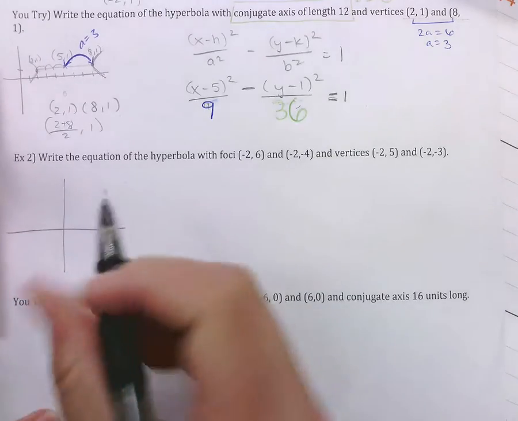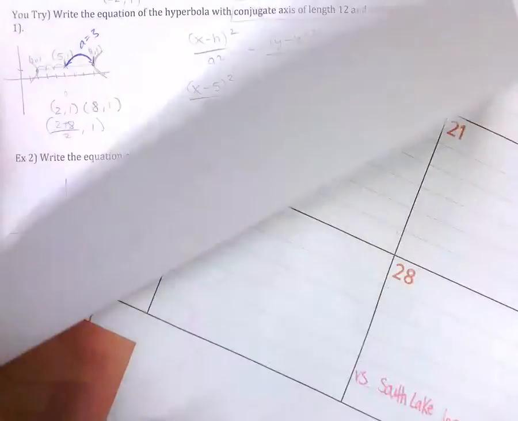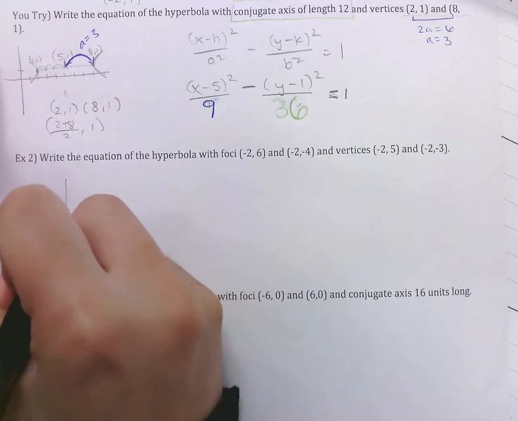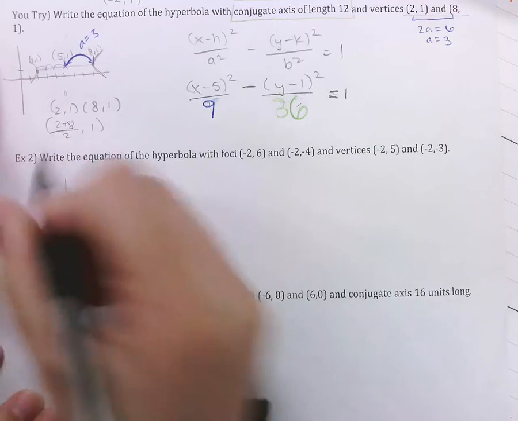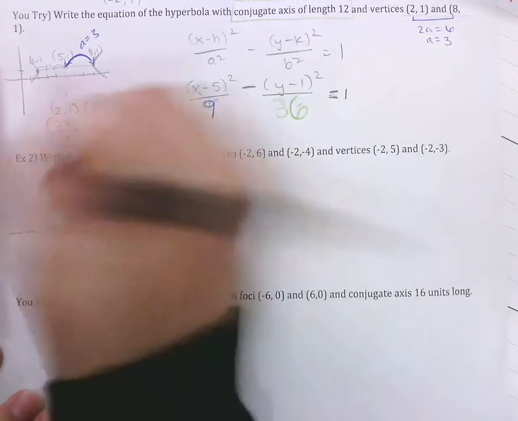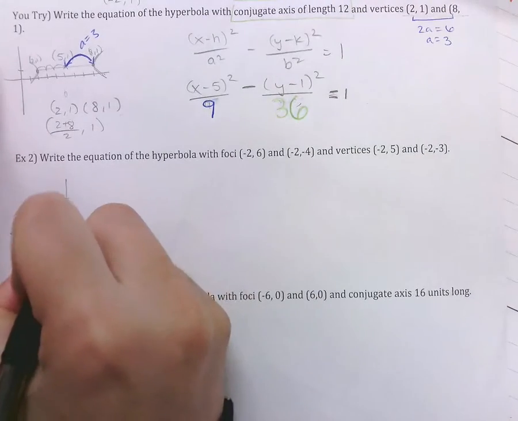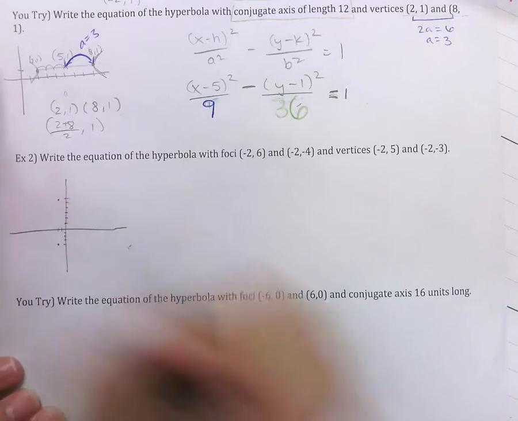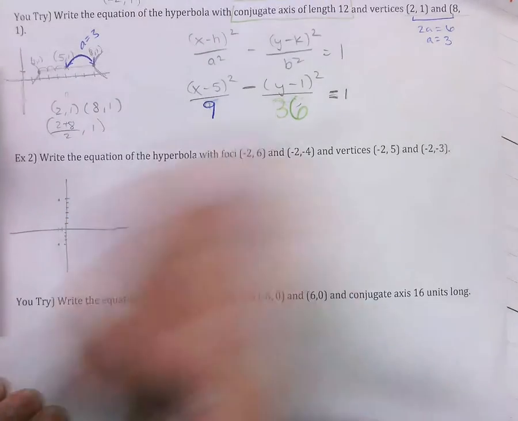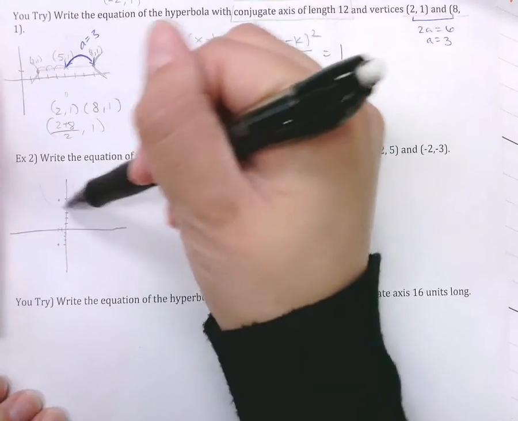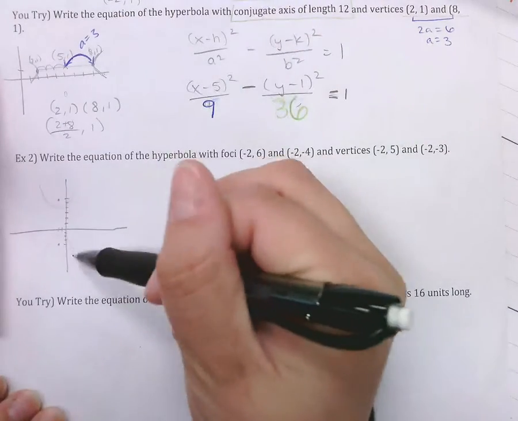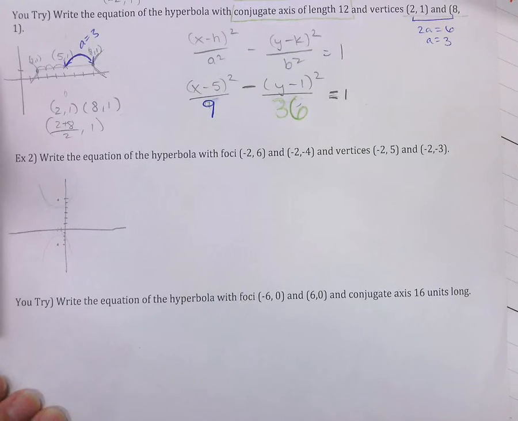example 2, we got foci at negative 2, 6. So that's 1, 2, 3, 4, 5, 6. Focus right there. And then we got another one at negative 2, negative 4. 1, 2, 3, 4. So if the foci are here, then that means the hyperbola is opening up vertically, because the foci are in the direction of the opening.